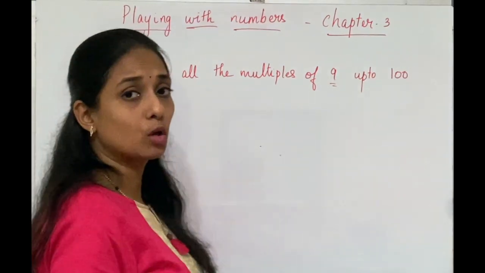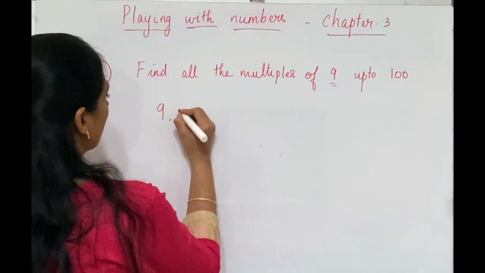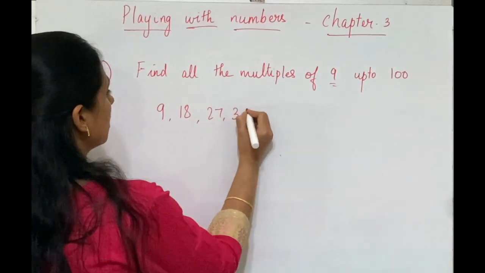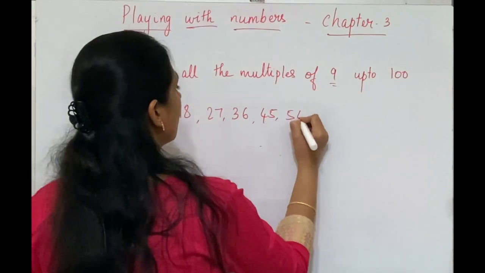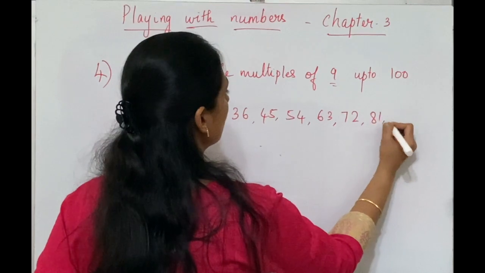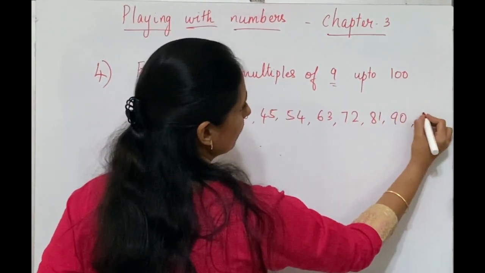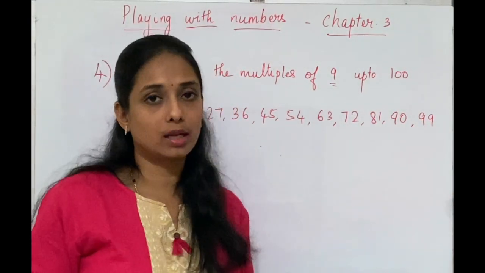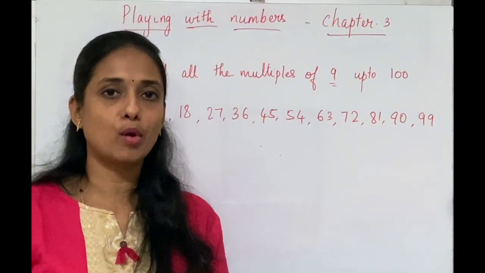What are the numbers that we see in the 9 multiplication table? We will write them now. 9, 18, 27, 36, 45, 54, 63, 72, 81, 90, and we still have one more because it is below 100. One more is 99. 9 into 11 is 99. Okay. So this is the end of this exercise 3.1.